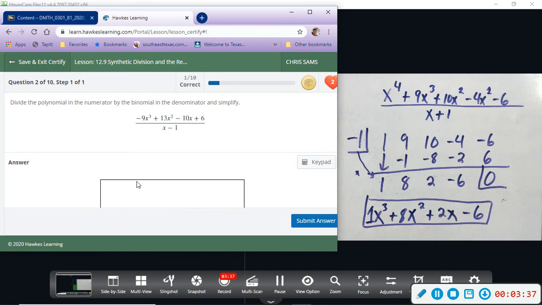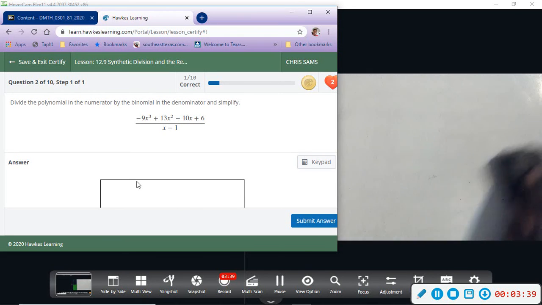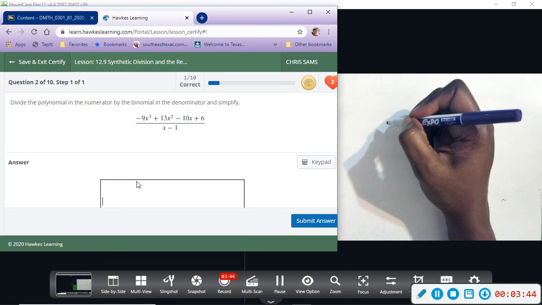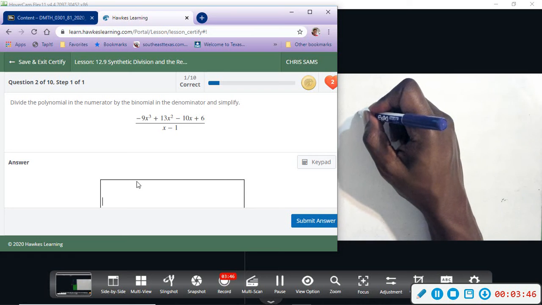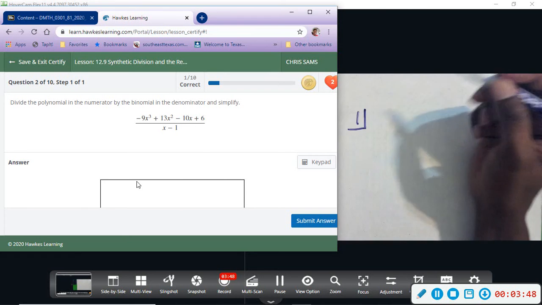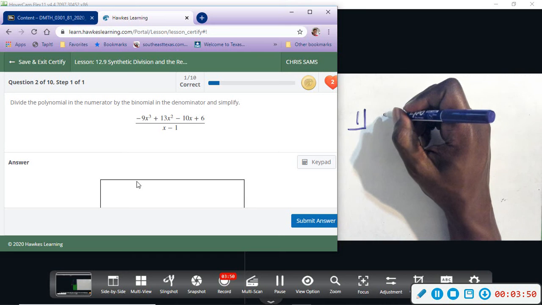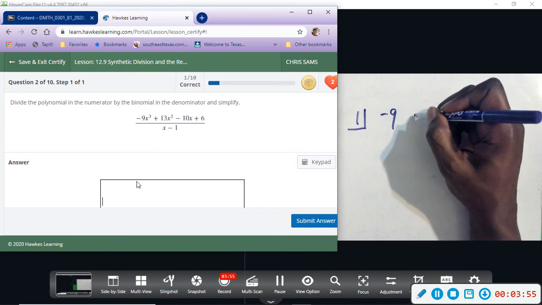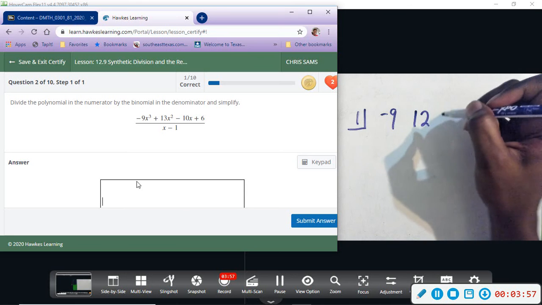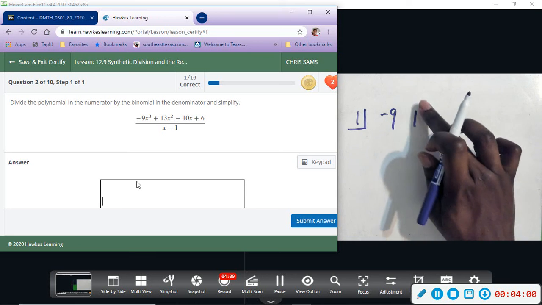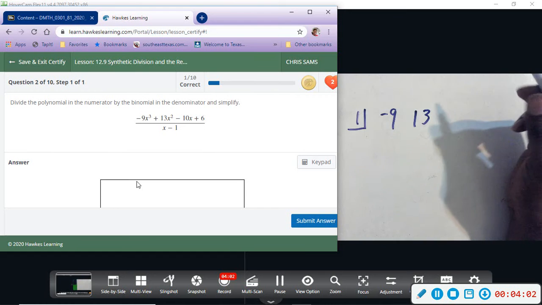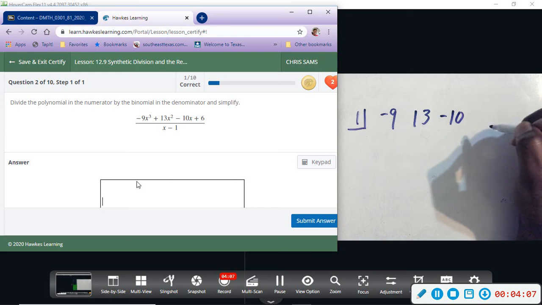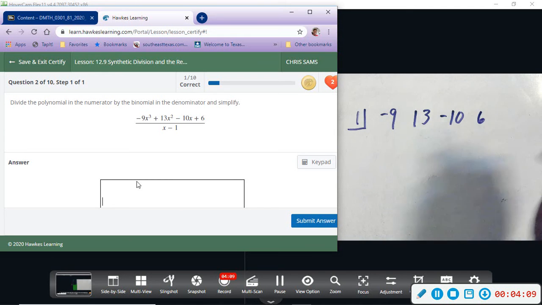Okay, so number 2, very similar. So I'm going to go ahead and take the opposite of that bottom number. It's going to be a 1 in my box this time. Okay. My coefficients would be -9. So that's the 3rd power. And then 13, that's the 2nd power. -10, that's the 1st power. And then the 6 is 0. Okay, so we got everything.